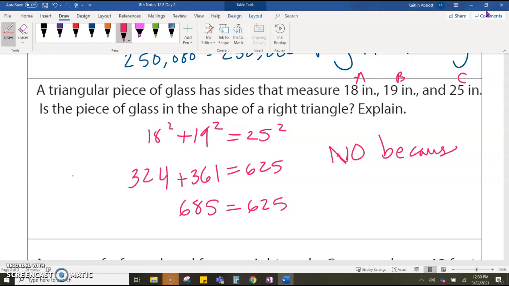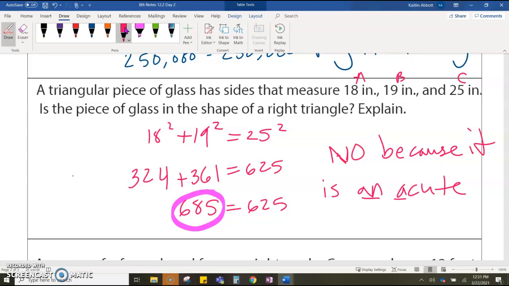No, because it is a what? Which side is bigger? The left or the right? If you said left, you are correct. So the left side is bigger, the legs are bigger, so that means this is an acute. And again, it starts with a vowel, so it has to be an acute, A-N, not A. No, because it is an acute triangle. Ta-da! All right, hopefully this is making sense. Let me know if you have questions.